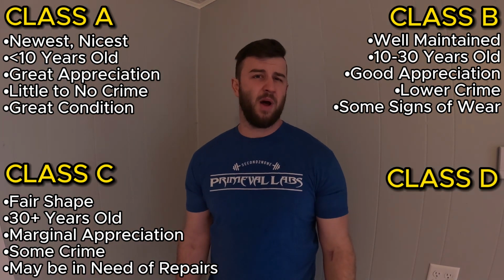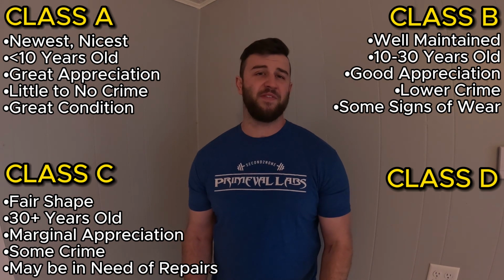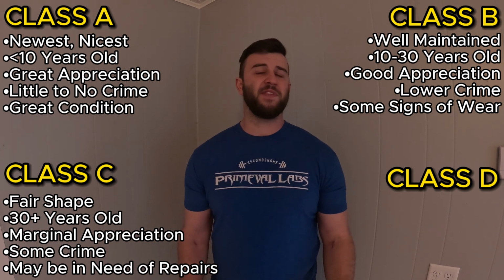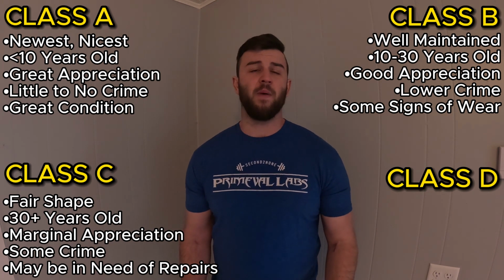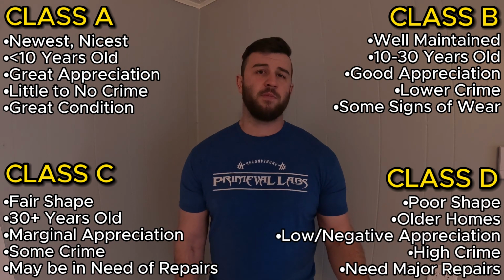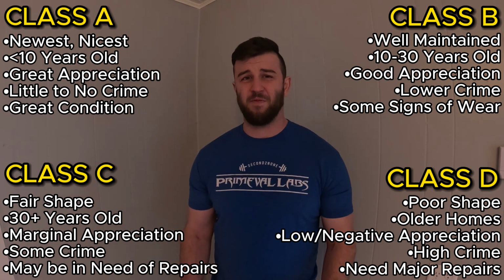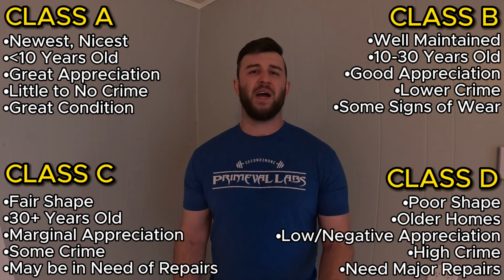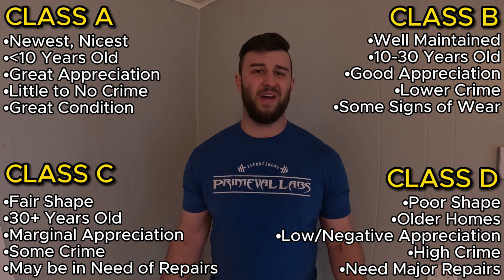Now, Class D properties, they're older homes that are usually located in areas of high crime and violence. These properties can often need significant repairs, and they're often occupied by lower income families. Class D homes are typically older homes that see little to no or even negative appreciation. They are in high crime areas and they usually need major repairs due to neglect.